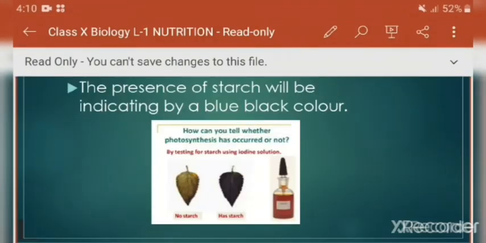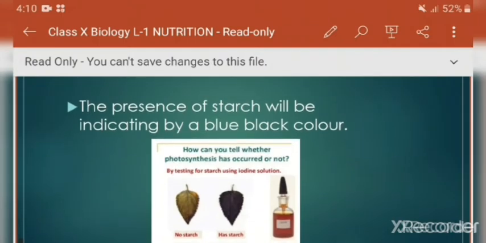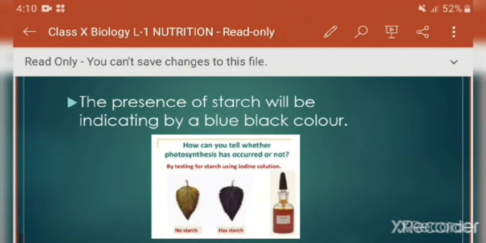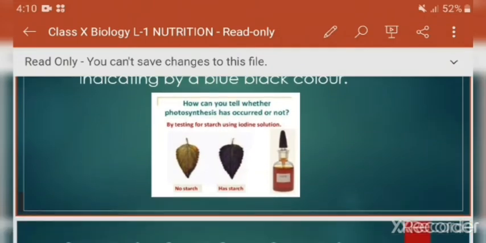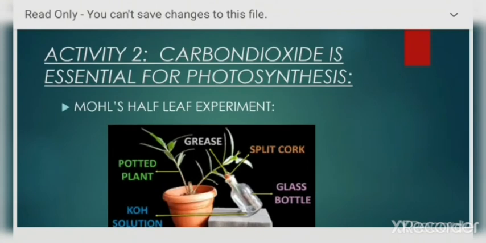The leaf will turn bluish black, indicating the presence of starch. So we conclude that during photosynthesis, starch is produced. The bluish black color shows the presence of starch. Next, we will deal with what are the essential factors for photosynthesis. As we have seen earlier, carbon dioxide, water, and sunlight are all essential for photosynthesis.